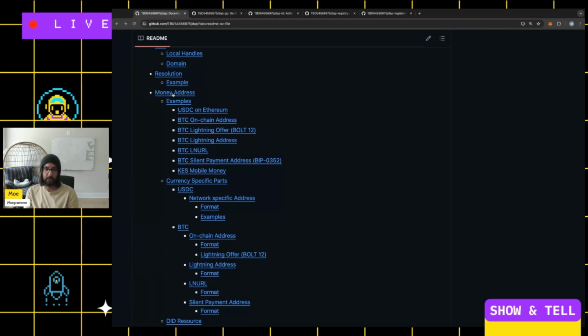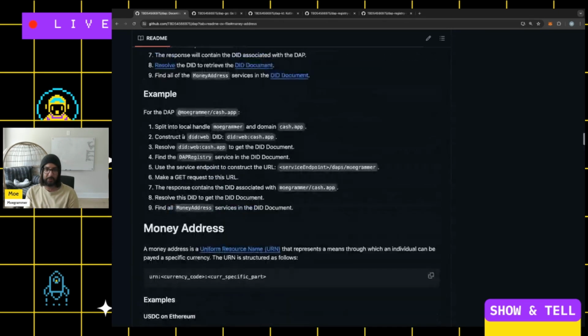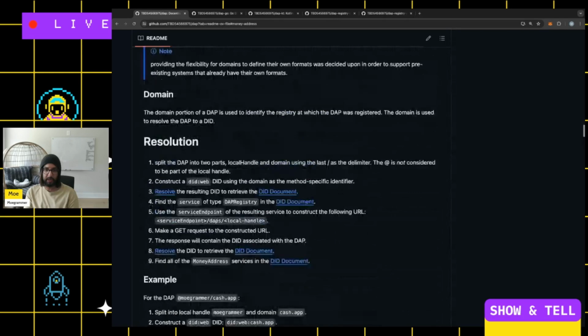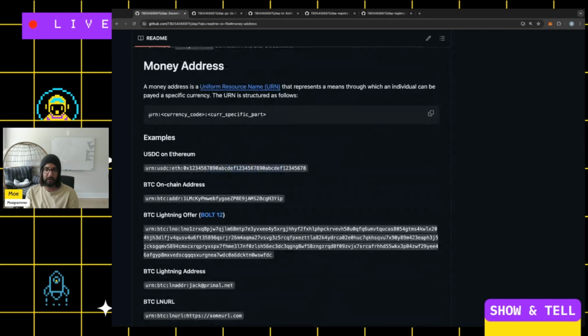Cool. So, to jump into the money address piece, money addresses follow this general format. Money addresses are by definition a URN. They are RFC conformant URNs, and they follow the general pattern of URN colon the currency and then what's called a currency specific part. This is designed to allow all of the flexibility needed to support any type of money address.